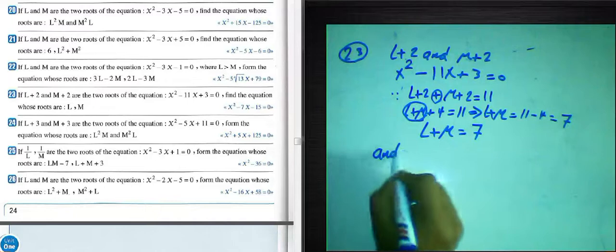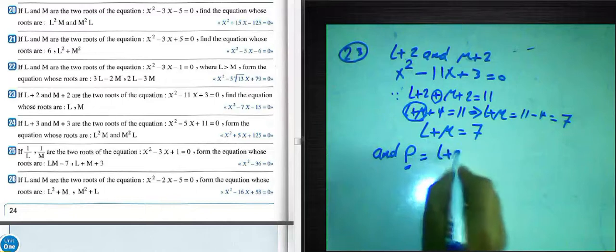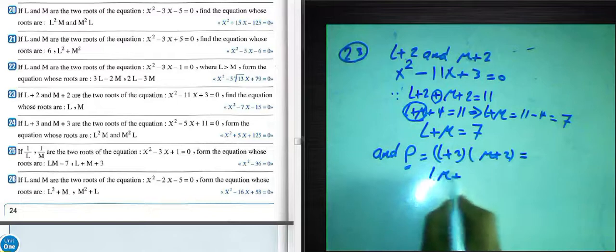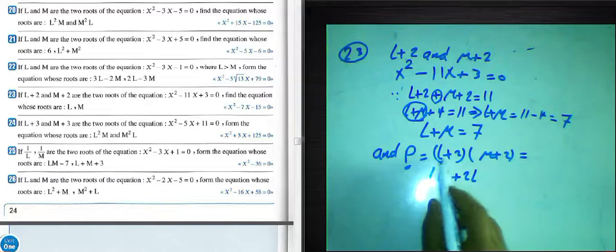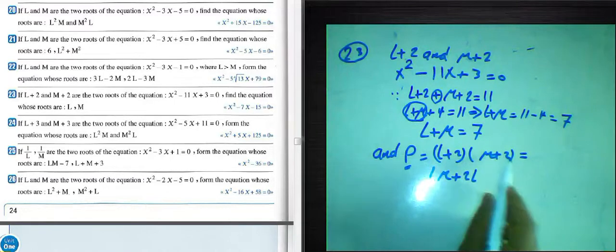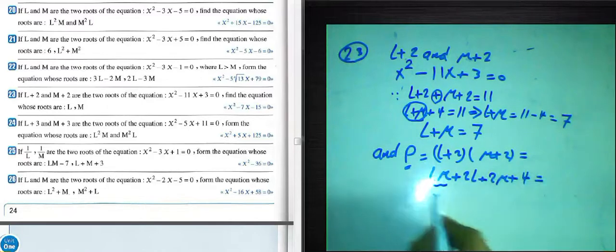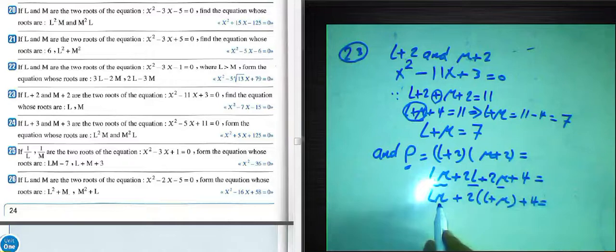And the product between the two roots, L plus 2 and M plus 2, equals LM. Multiply 2 by L. We will distribute: LM plus 2L plus 2M plus 4 equals, we know, L multiply M. We can write 2 outside parentheses here, taking the common factor between two terms, and the result is LM plus 2(L plus M) plus 4 equals L multiply M.